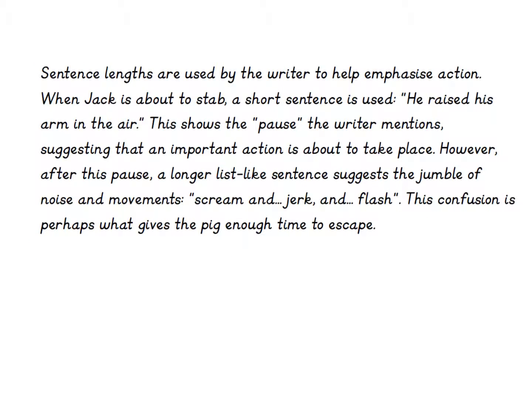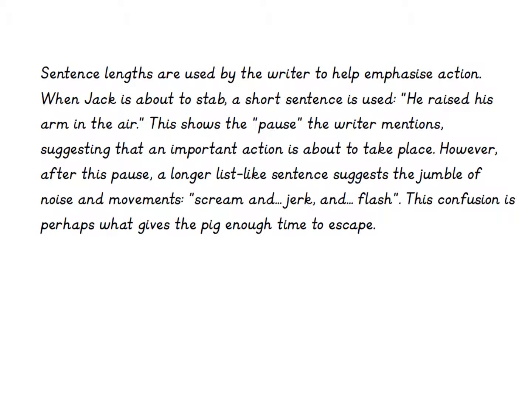Finally, we're going to look at how it uses sentences. So, sentence lengths are used by the writer to help emphasize action. When Jack is about to stab, a short sentence is used. He raised his arm in the air. This shows the pause the writer mentions, suggesting that an important action is about to take place. However, after this pause, a longer, list-like sentence suggests the jumble of noise and movements. Scream and jerk and flash. This confusion is perhaps what gives the pig enough time to escape.